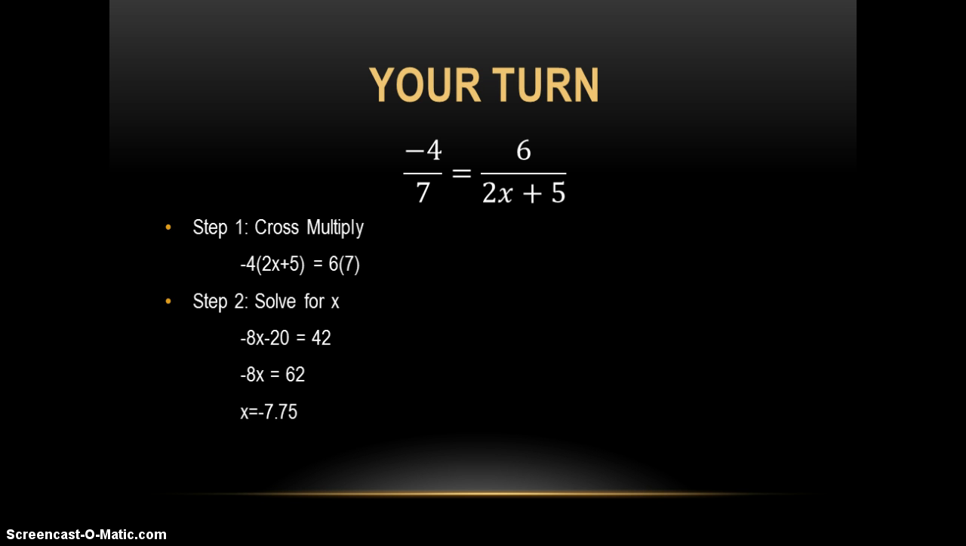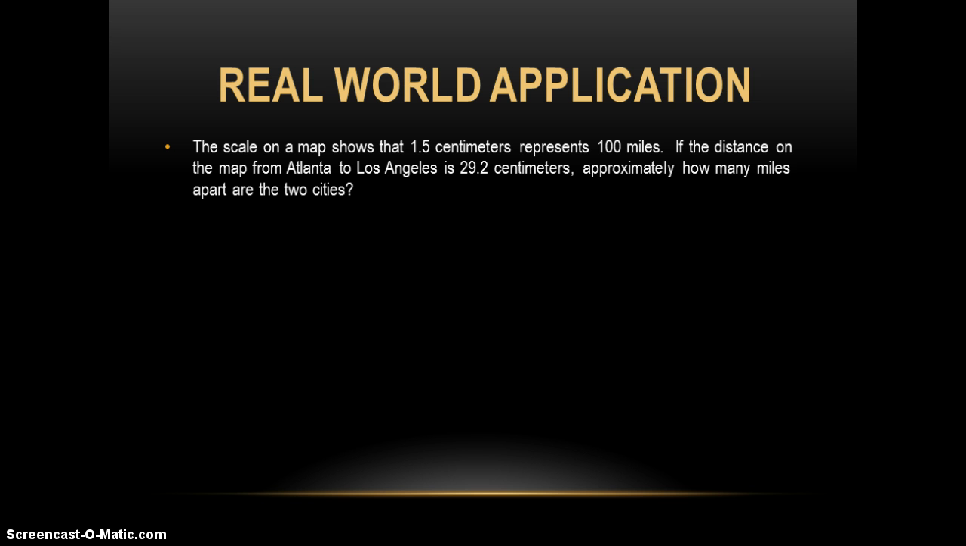And then we would get rid of the 20, so we would add the 20 onto the right side, so we would have negative 8x equals 62, and then x equals 7.75. Real world application. The scale on a map shows that 1.5 centimeters represents 100 miles.